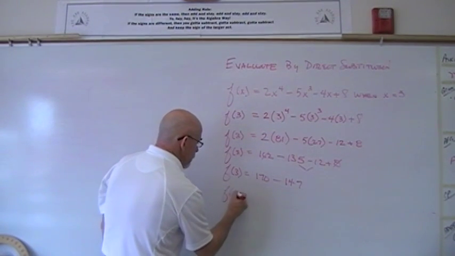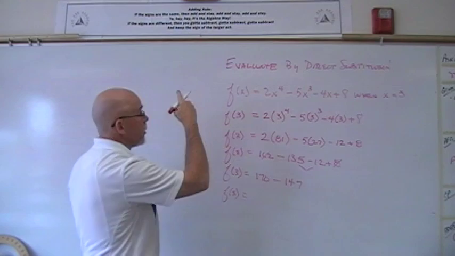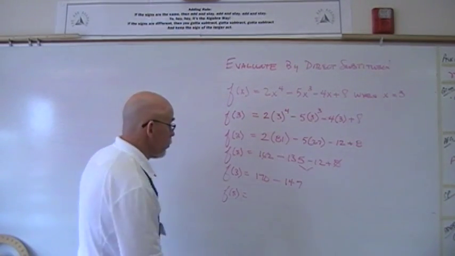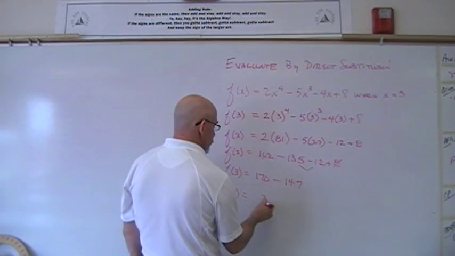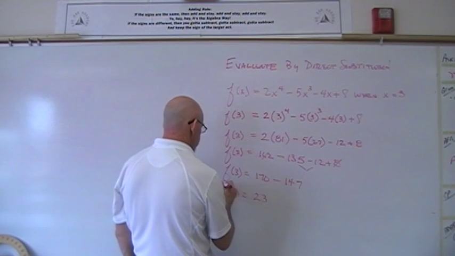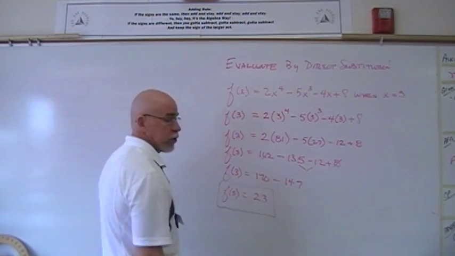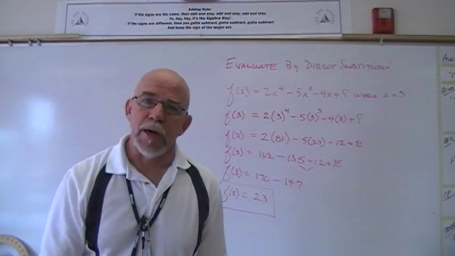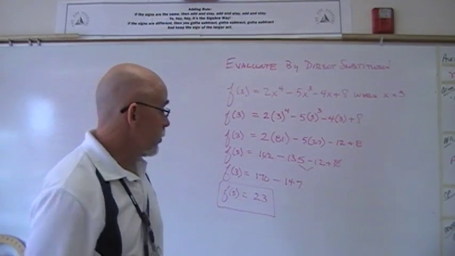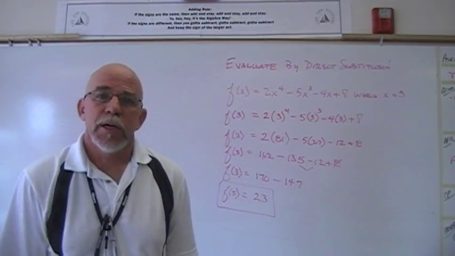And then the signs are different, so I'm going to subtract and keep the sign of the larger one. 170 minus 147 is 23. That is the value of that function for the value of x in that polynomial function. So we're just going to practice that a number of times. That's all you're going to do.